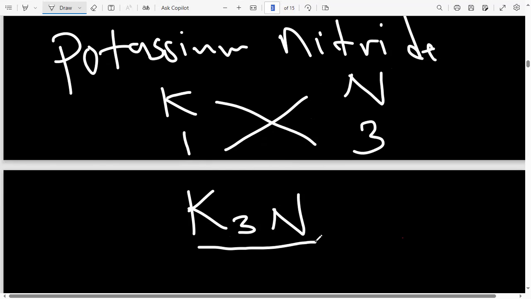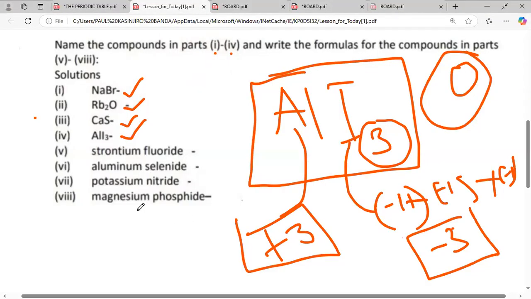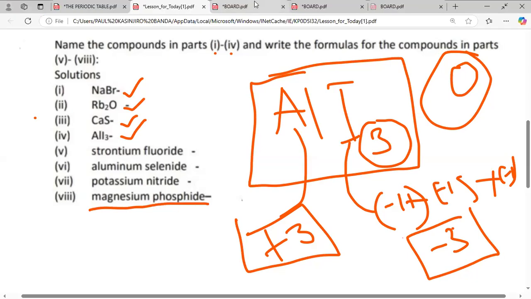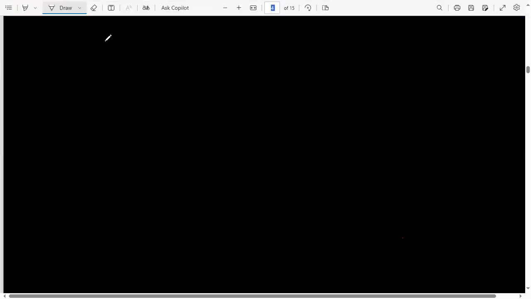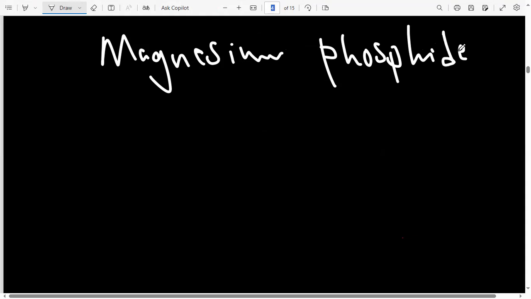Okay. And then let's look at the other one there, which I've forgotten. Okay, this one is magnesium phosphide. So how can we write the chemical symbol for this guy, magnesium phosphide? So let's have magnesium phosphide here. Okay, magnesium phosphide. So remember all these questions that we are doing right now, they are just a combination of the metal and the non-metal, right?